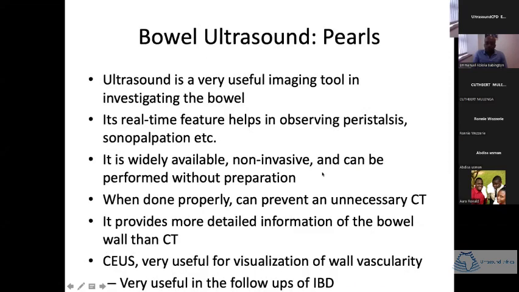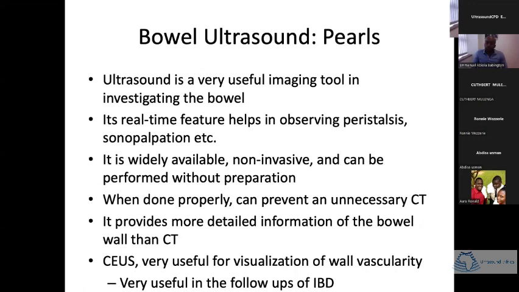So what are the perils of bowel ultrasound? Ultrasound is a very useful imaging tool in examining the bowel, which we are going to see today. Its real-time feature helps in observing peristalsis, and we can also perform sonopalpation, which I believe we all do, where we use the transducer. You ask the patient where the concern is, and we use the transducer to check for response to pain, and that gives us an idea of what area the patient feels the most pain or tenderness.